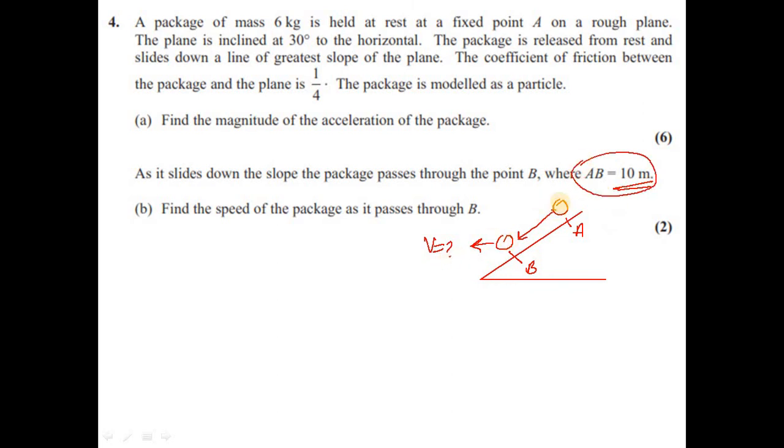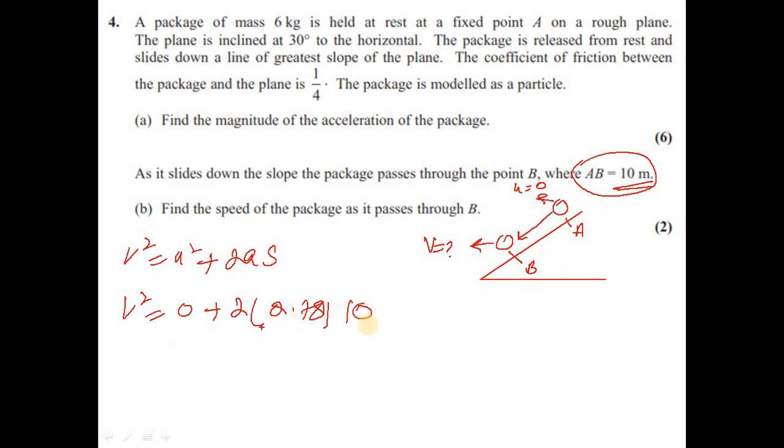You need to find the final velocity. The initial velocity, as it is released from rest, is 0. Clearly, you need to use the third equation of motion: v squared is equal to u squared plus 2as. So v squared is equal to 0 plus 2 times 2.78 times 10. You can multiply these and take the square root. So v would be equal to 7.45 meters per second.